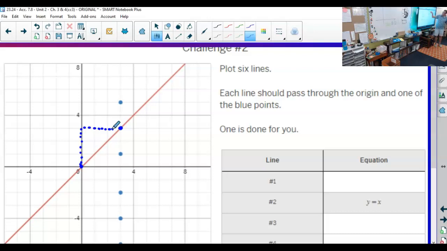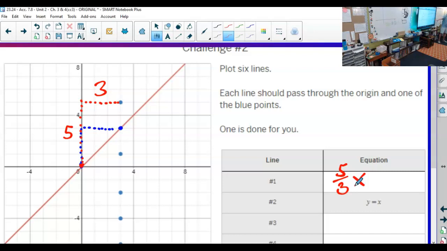So for this point, if the origin has to be one of our points, to get from here to there, the rise is how much? And the run is how much? So our slope here is 5/3, and that's why fractions are better, because the decimal of 5/3 is a repeating decimal forever. This is just 5/3, and it's exact.